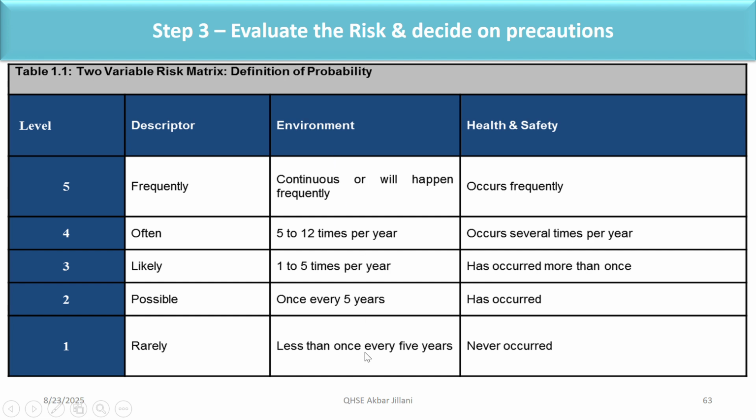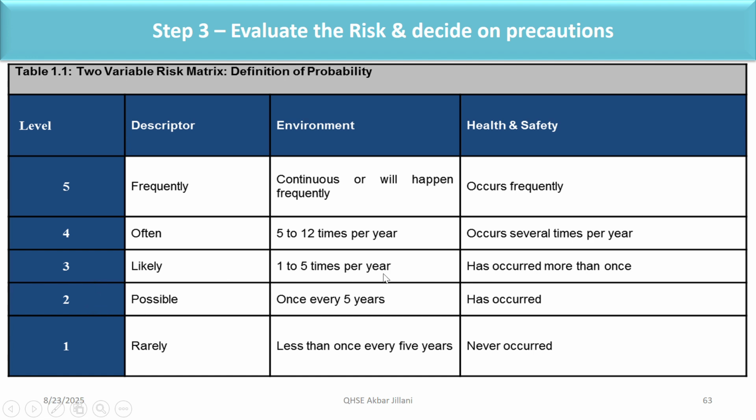I would like to discuss this in terms of environmental. Less than once every 5 years. Rarely means one. The rating for the likelihood will be one. Less than once every 5 years means, in 5 years, less than 5 years. So 8 years, 6 years, 10 years. Then possible. Possible means once every 5 years, once in 5 years.